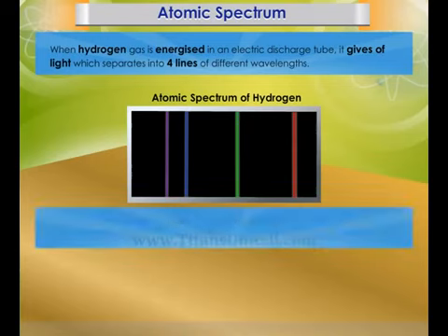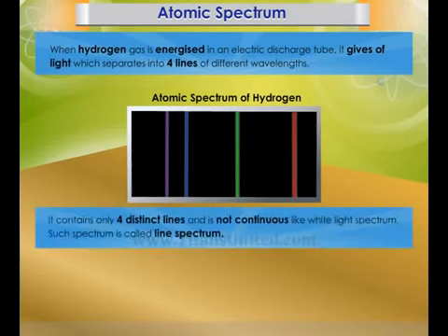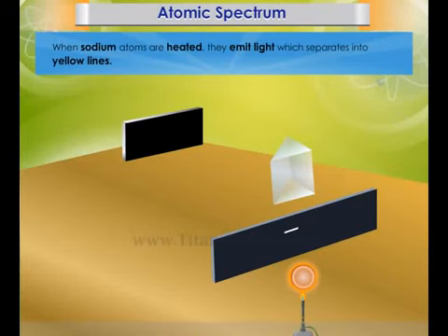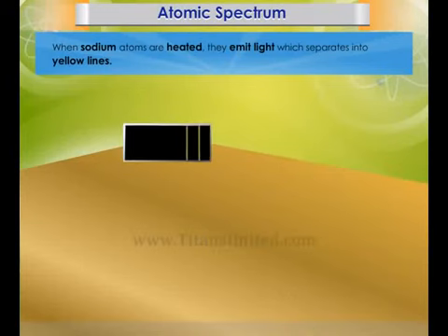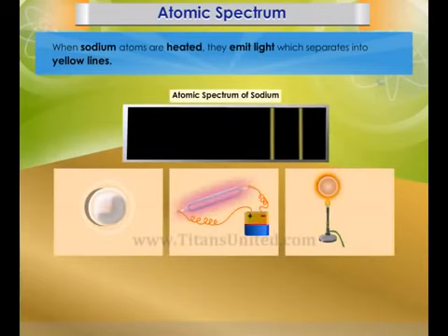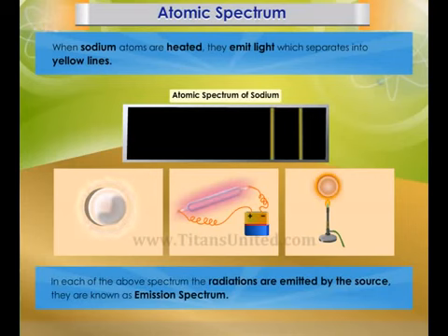The important thing to note here is that it contains only 4 distinct lines and is not continuous like the white light spectrum. Such a spectrum is called a line spectrum. Similarly, when sodium atoms are heated, they emit light, which when passed through a prism separates into yellow lines. In each of the above spectra, the radiations are emitted by the source. Thus, they are known as emission spectra.